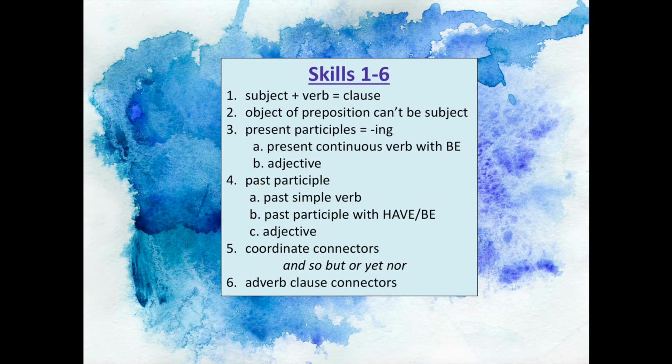Skill 5 is about coordinate connectors. The coordinate connectors are and, so, but, or, yet, and nor. These connectors can connect 2 clauses, but they can also connect other things like nouns or adjectives. And finally, skill 6 is adverb clause connectors. Remember, adverb clauses describe verbs. There are many different adverb clause connectors, and there is a list in the TOEFL structure copies. You should memorize these connectors.